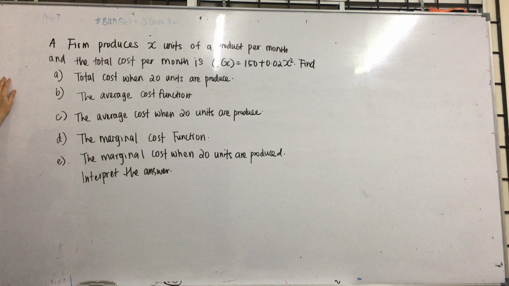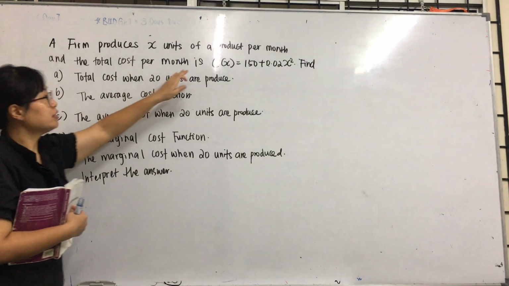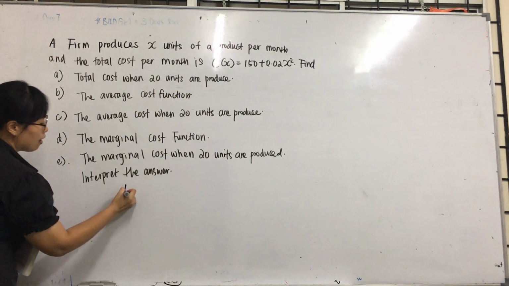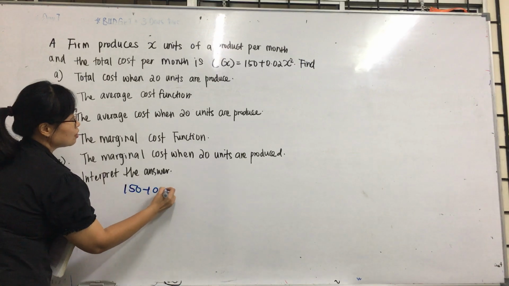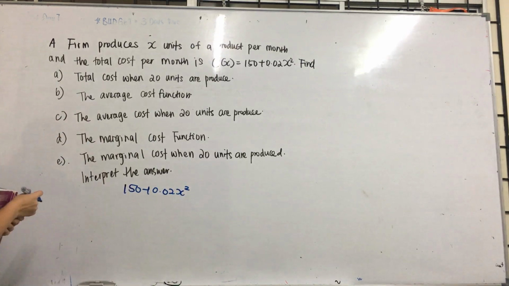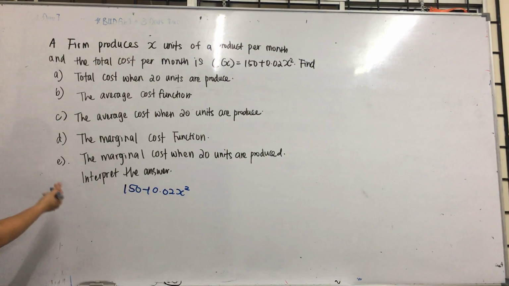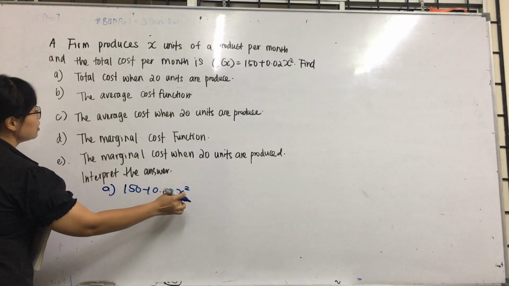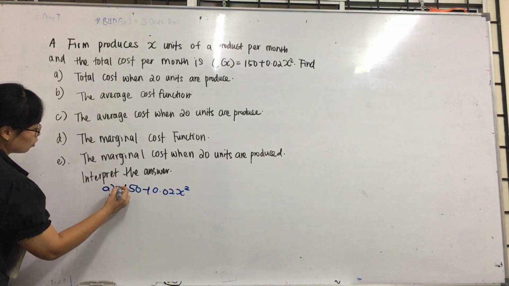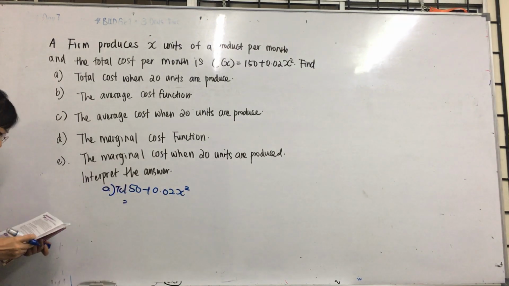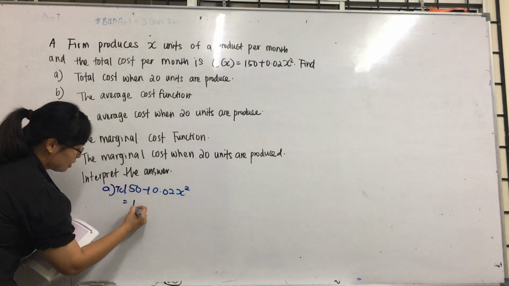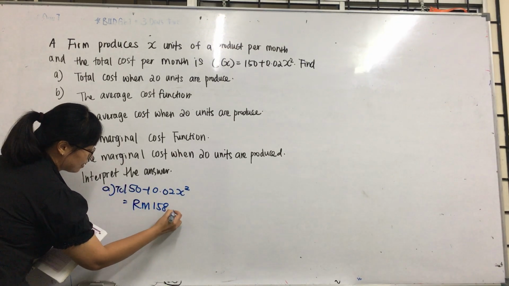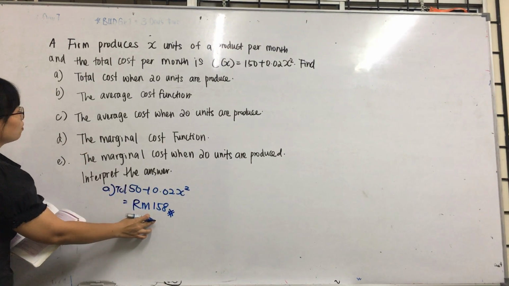A firm produces x units of product per month and the total cost per month is given by this function, which is 150 plus 0.02 x to the power of 2. Find the total cost when 20 units are produced. I believe that this is so easy. For question A, just plug in the unit, which is 20. Okay, you find the total cost. So the total cost here, you calculate, you'll get this answer, RM 158. Okay, I believe that this is no problem for you.